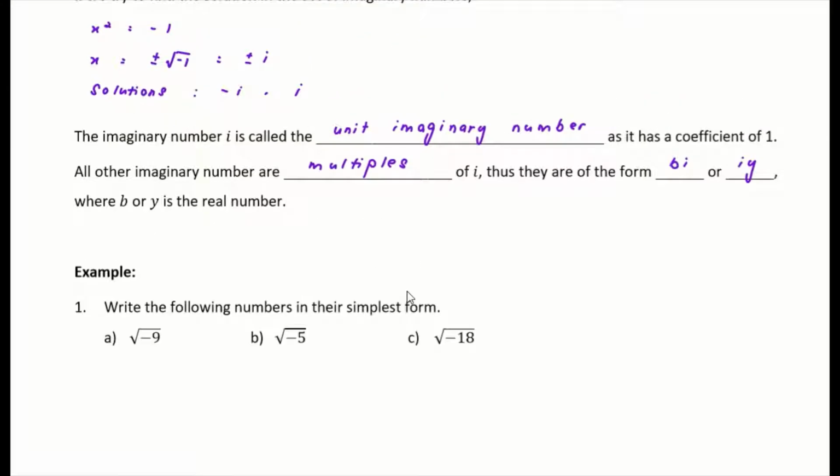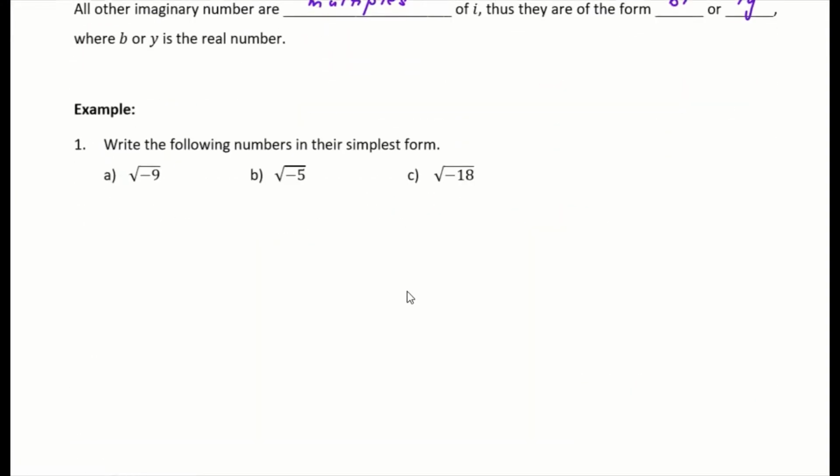When you look at all these numbers here, it's basically not something that we can solve as usual. But now we are going to solve all this, and you can't use a calculator to help you. So we need to write all these numbers in their simplest form. So let's start with square root of negative 9. We are going to use the law that we used in surds to help us solve this.